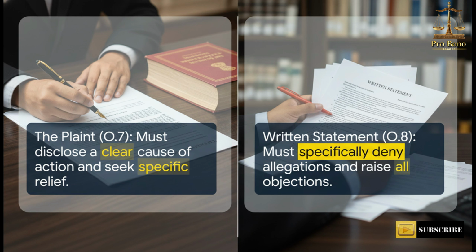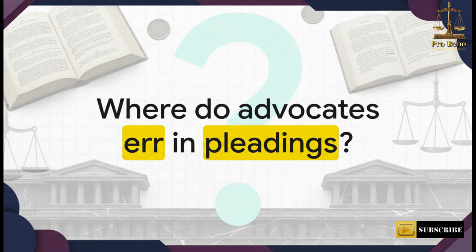On the other hand, the written statement under Order 8 is the defendant's formal response. It requires a specific pairwise denial of the plaint's allegations. It's also the correct and only stage to introduce any set-off or counterclaim, and to raise all your preliminary objections. This brings us to a critical question for every single advocate. Where do we see lawyers most often make damaging, sometimes irreversible, errors during the pleading stage?